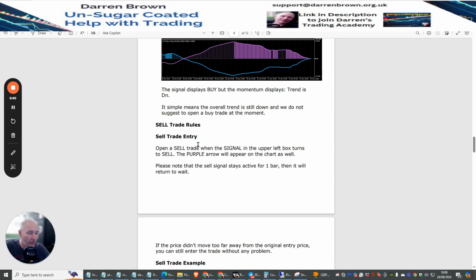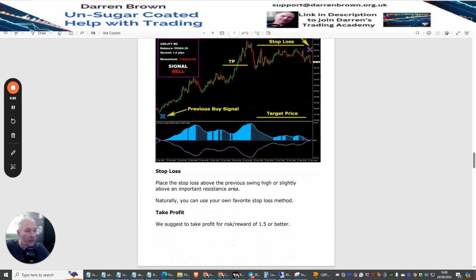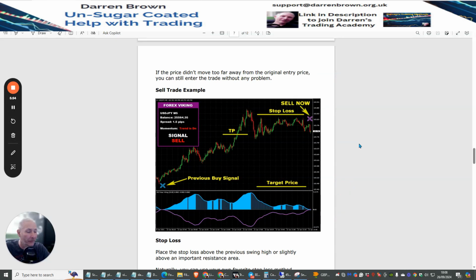Okay, so sell trade rules: sell trade entry, open a sell trade when the signal on the upper left box turns to sell. Purple arrow will appear on the chart as well. Okay, please note the sell signal stays active for 1 bar, then it will return to wait, as I've already explained to you before. You'll see that these are the crossover points. This is a point when you are being told to get into the actual market. You see that we're using USD JPY in a 5 minute window.